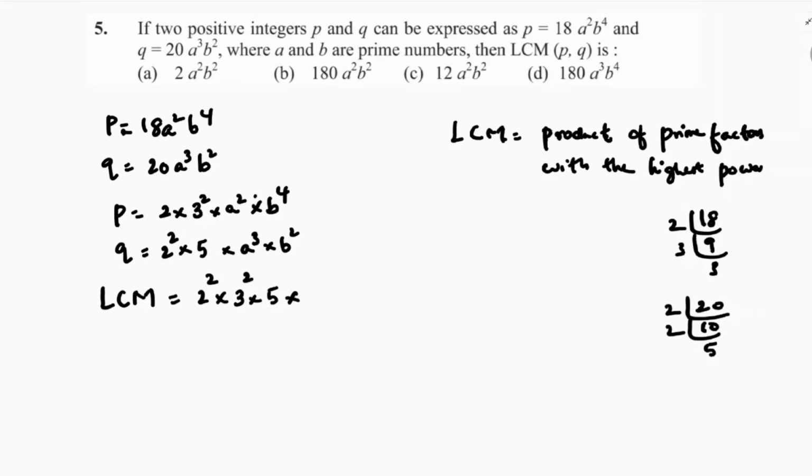And in a square and a cube, the highest is a cube, and b power 4 and b square, the highest is b power 4. So 2 square is 4. 4 into 5 is 20. 20 times 9 is 180. 180 a cube b power 4. Correct option is D. So LCM is product of prime factors with the highest power.